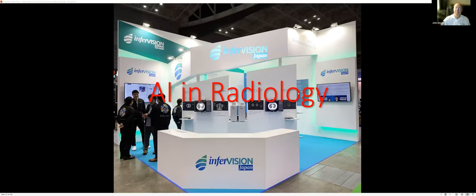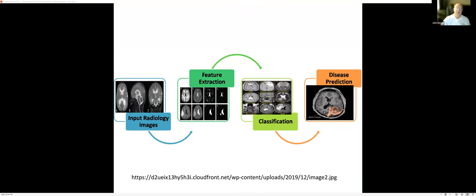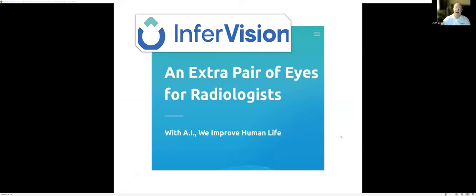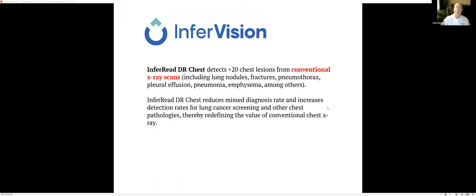Here's where it's been particularly interesting. You input radiology images, it extracts various features, it classifies it in terms of the pathology present and predicts the disease. They often refer to these AI uses in radiology as an extra pair of eyes for radiologists. So the radiologist may take a look at the X-ray and then see what AI says and see if it missed anything. So here is an example.